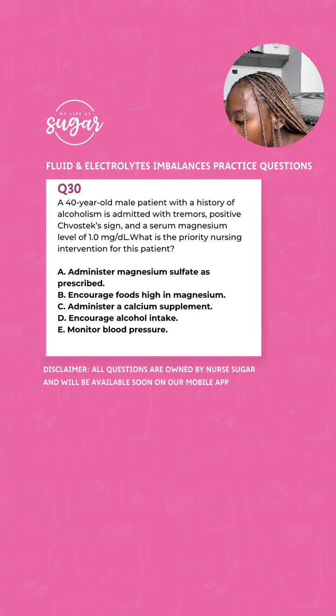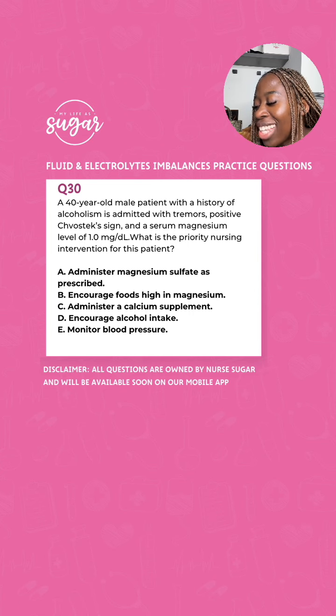Okay, question 30. 40-year-old male patient with history of alcoholism is admitted with tremors, positive Chvostek sign. This word, Chvostek sign. What a positive Chvostek sign would look like. How do you test for it? You see twitching of the face when tapped. Okay. So this patient has history of alcoholism and they have tremors. They are positive for Chvostek sign and their serum magnesium level is 1.0. What is your priority nursing intervention for this patient?